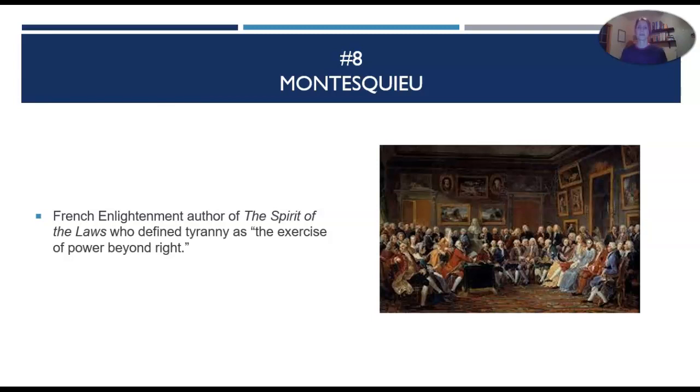Number 8, Montesquieu. French Enlightenment author of The Spirit of the Laws, who defined tyranny as the exercise of power beyond right. So this was about Montesquieu.